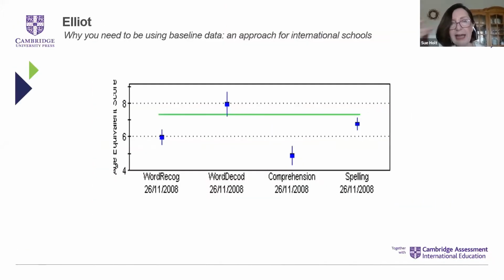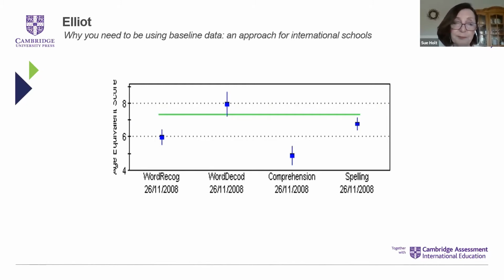So here we have Elliot, and the green line across that chart, and this is where I like these visual charts, shows his actual age on the day he took the test. And the little blue boxes, little squares, they show his actual score on the day of the test. And the lines either side are what are called the confidence limits. So we're 95% certain that if he took the test again on a different day, that his score would lie within that range.